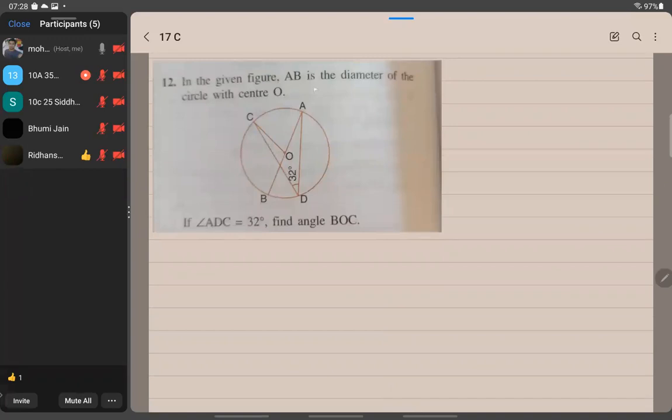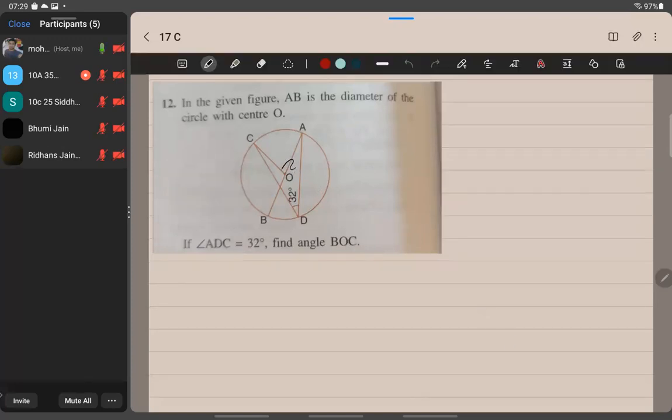In the given figure, AB is the diameter of the circle. Angle ACD, angle ADC is 32. Find BOC. Where to find this angle? How to find this? Someone tell me. Very easy.